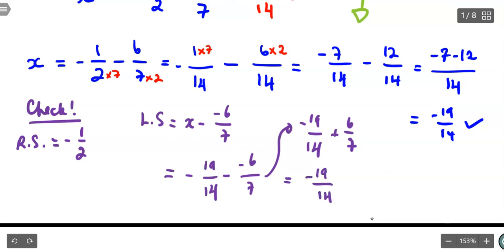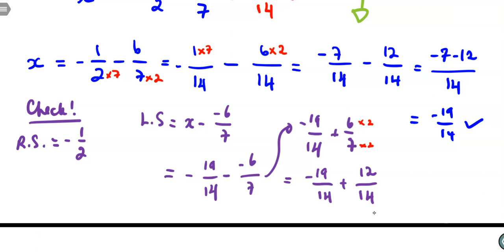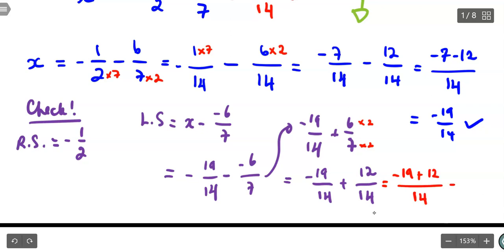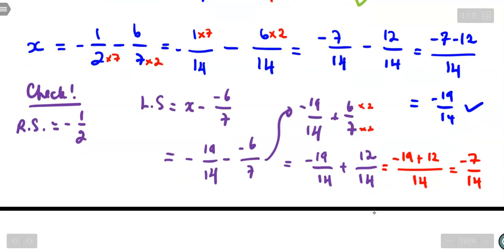So I will have this as 14, and 12 on top, right? Because you multiply 7 by 2 to get to 14, that means you do the same thing on top. So in this case I have negative 19 plus 12 over 14. So I should have negative 7 over 14. And then reduce to the lowest terms, I should have negative a half. So that is equal to that. Therefore, the left hand side is equal to the right hand side.